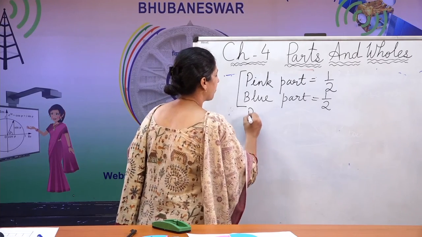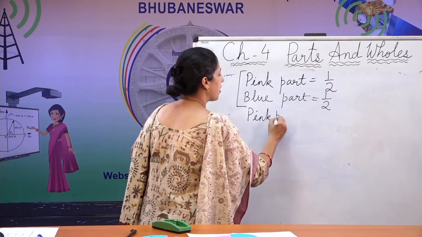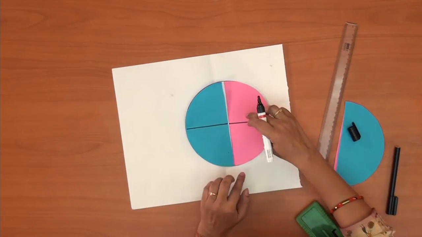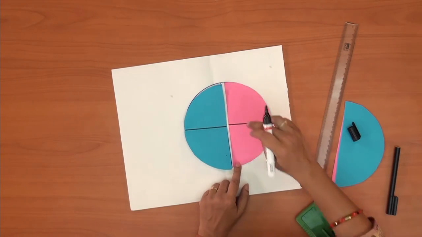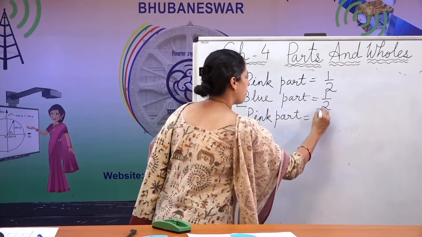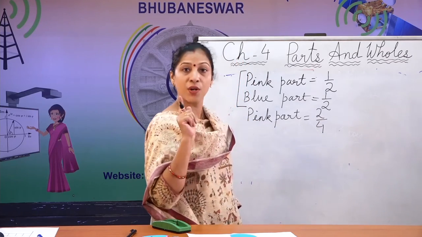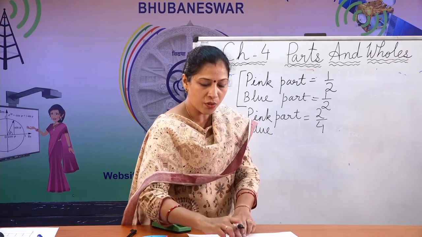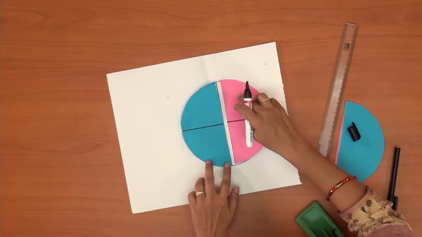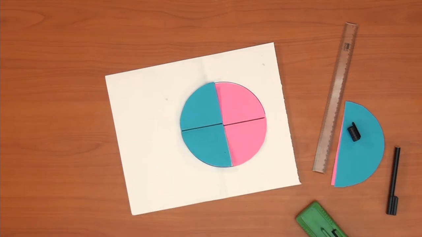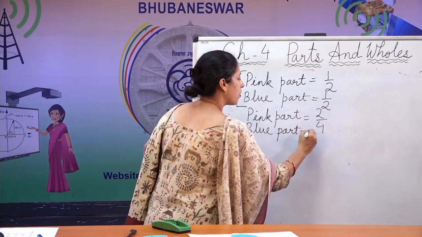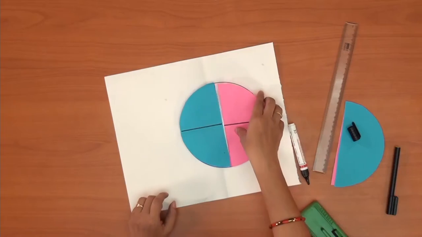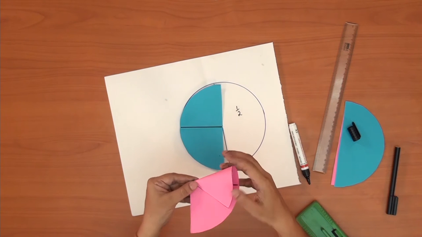So the colored pink part is now equal to how many parts? 1, 2. Out of how many total parts? 1, 2, 3, 4. So 2 parts out of 4 parts. Similarly, blue part is also 1, 2 out of how many parts? 1, 2, 3, 4. So again, blue part is equal to 2 by 4 parts. Now next, we are going to divide this into 3 equal parts.